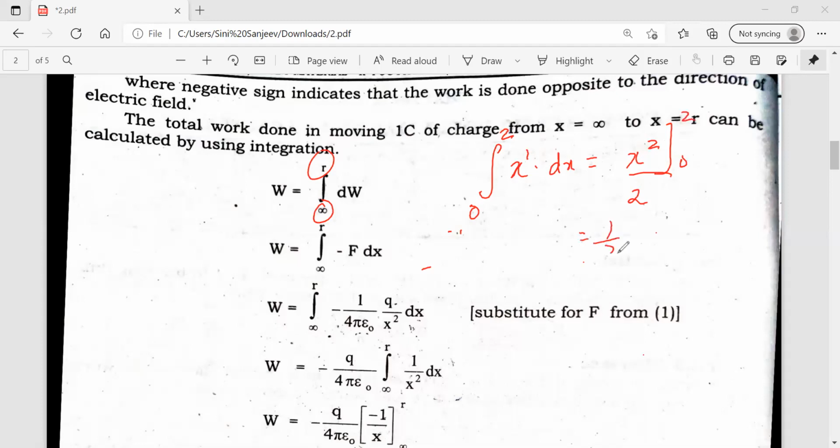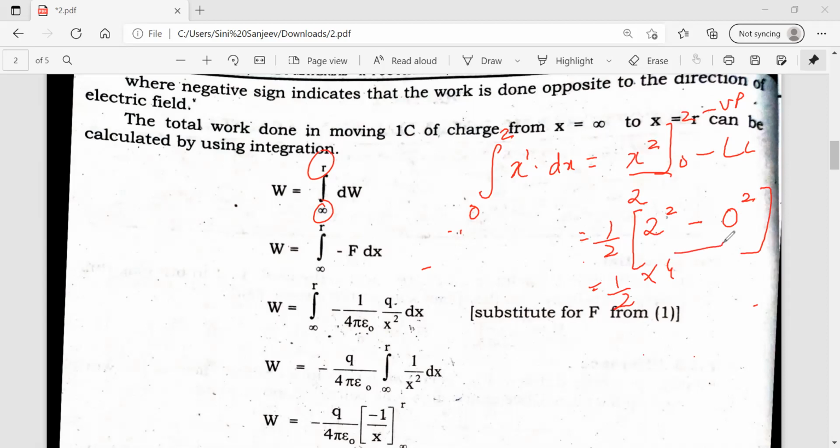So 1 by 2, you take it outside, correct? And here, what is my upper limit? My upper limit is 2, my lower limit is 0. So instead of x, I will replace it with the upper limit, that is 2 square, and then the lower limit, 0 square. That's all. This is the basic thing we have to know. 1 by 2 into 4, the answer is 2. But again, I am not focused on the answer, I am mainly focused on the method.